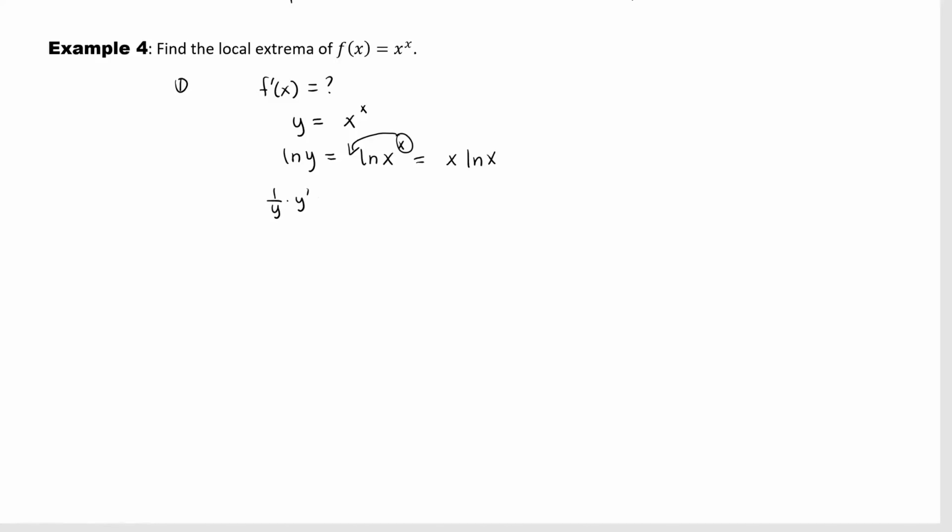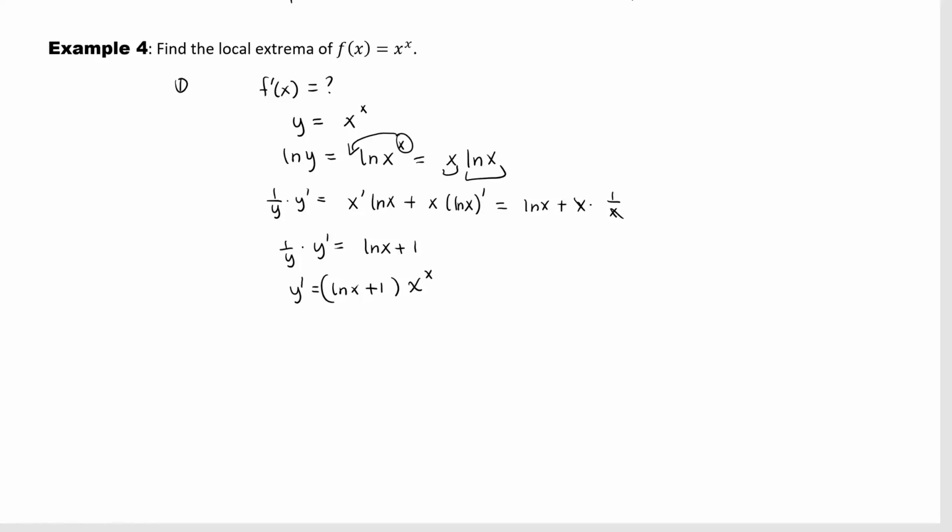So 1 over y times y prime. Here, product rule: first guy prime times second guy plus first guy times second guy prime. Okay, x prime is 1. The derivative of ln x is 1 over x. So that's why 1 over y times y prime, they cancel, we have ln x plus 1. So y prime is ln x plus 1 times y, but y is x to the x. Okay, that's f prime. We set it equal to 0.